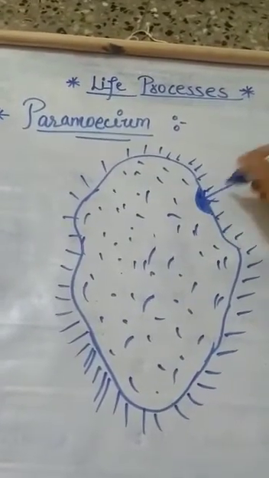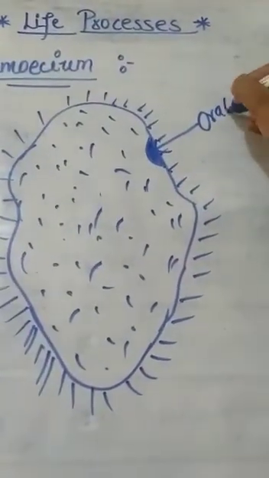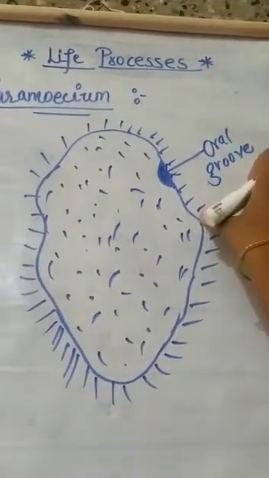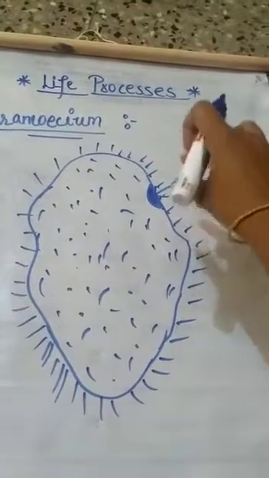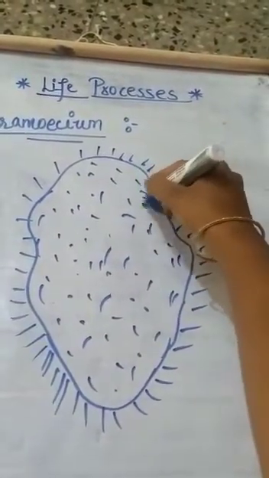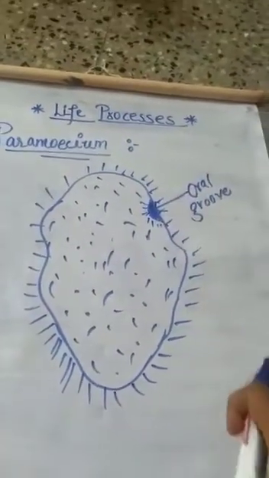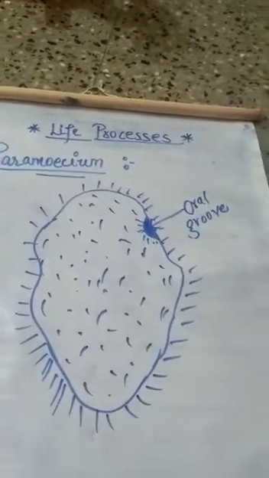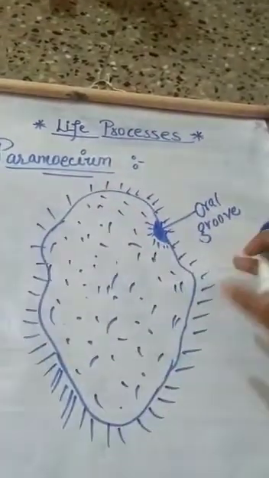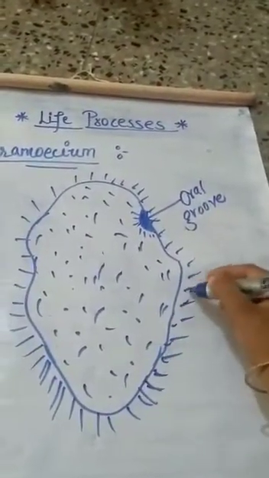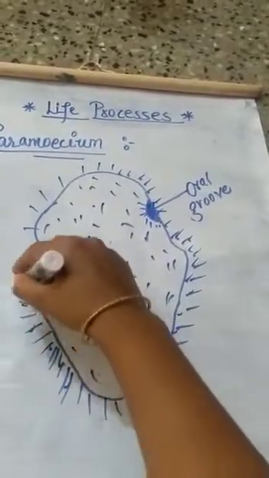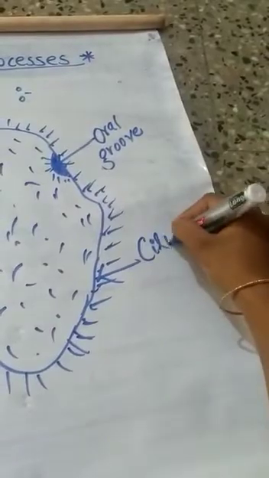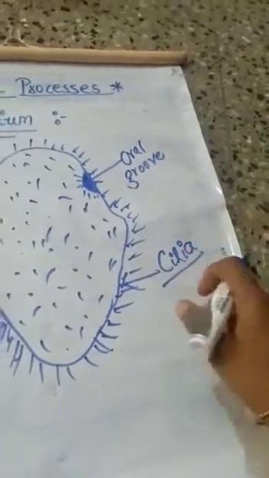This is called as what? Oral groove. So this oral groove has some hair-like structure. And if you see this Paramecium, outside also it has some hair-like structure. So this hair-like structure is called as what? Cilia.